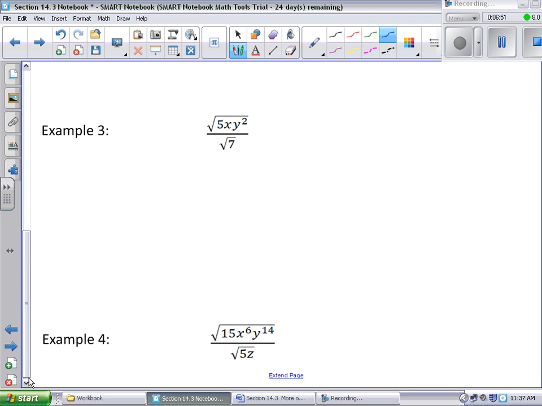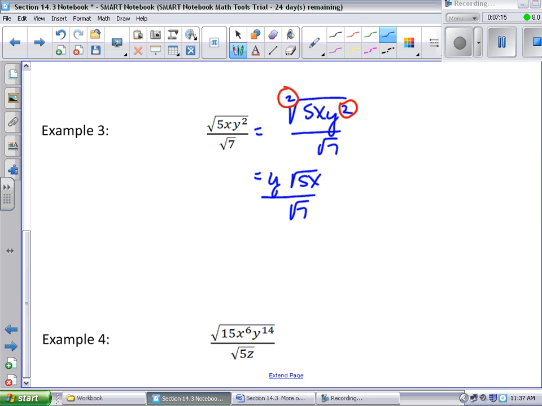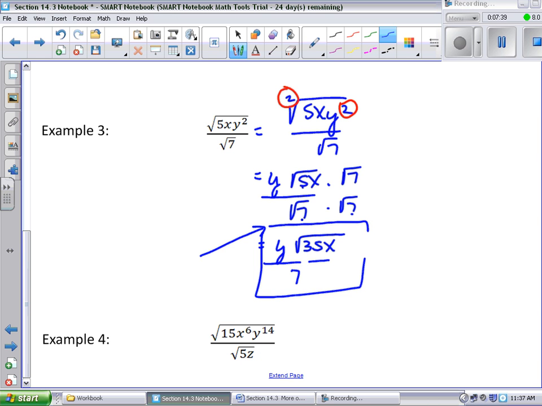Example 3, the square root of 5xy squared over the square root of 7. Now the square root of y squared, if I want to go ahead and take care of that immediately, I could bring that out as y square roots of 5x over the square root of 7. And then I will have to rationalize the denominator by multiplying the numerator and the denominator by that square root of 7. So now we'll have y, the square root of 5x times the square root of 7 would be the square root of 35x. And when I multiply the square root of 7 times the square root of 7, I will just get 7, so that I have completed that third example.